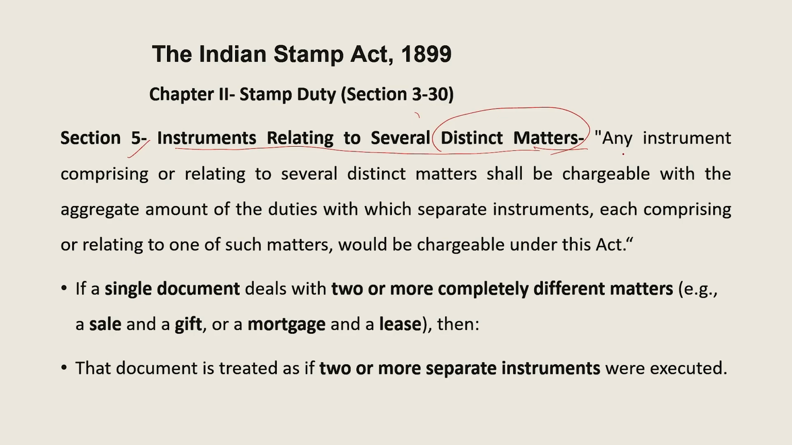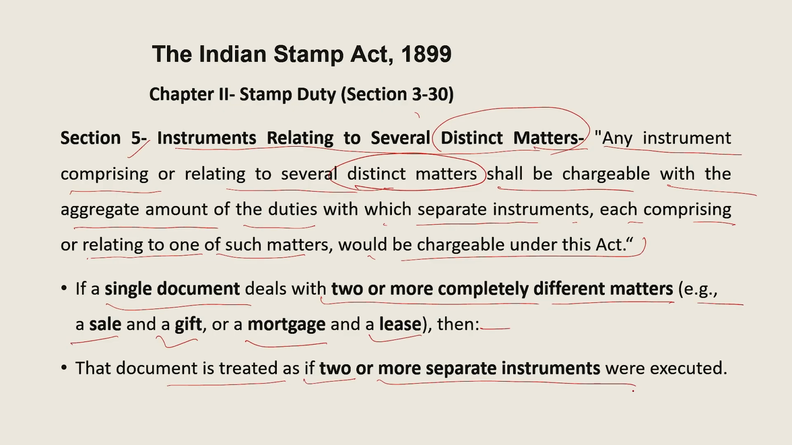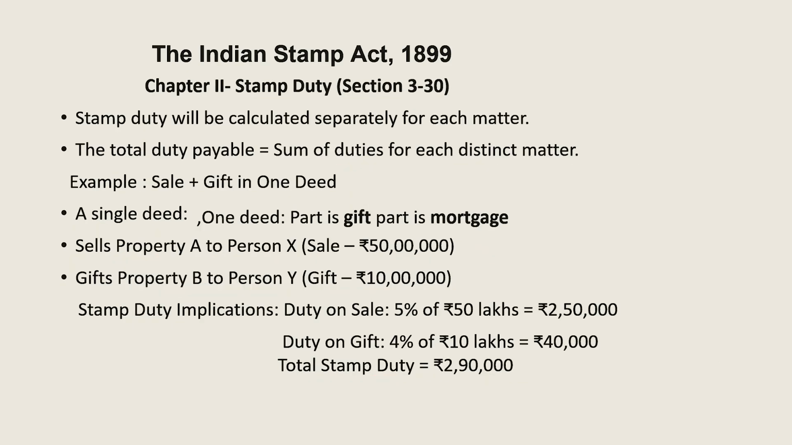And what is the language of this section? Any instrument comprising or relating to several distinct matters shall be chargeable with the aggregate amount of the duties with which separate instruments, each comprising or relating to one of such matters, would be chargeable under this Act. So if a single document deals with 2 or more completely different matters, for example a sale and a gift, or a mortgage and a lease, then the document is treated as if 2 or more separate instruments were executed, and then for each there will be separate stamp duty.